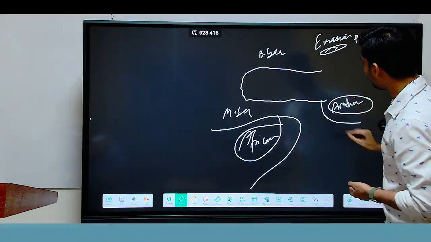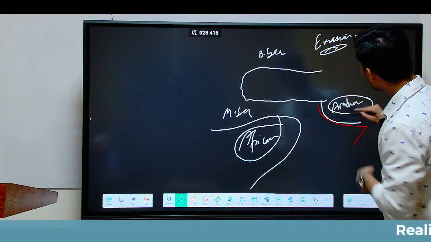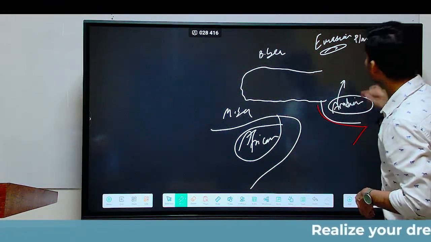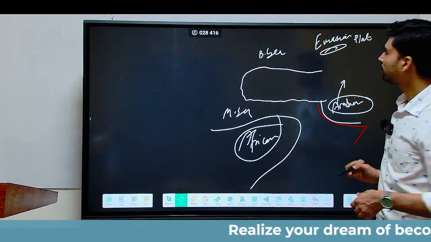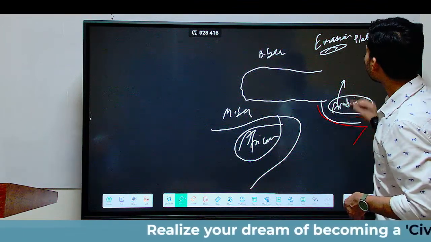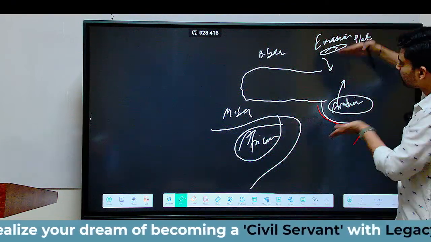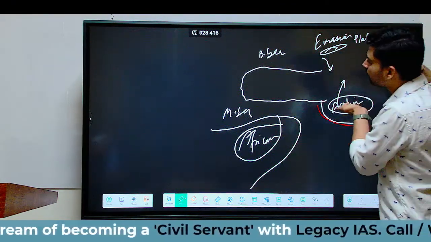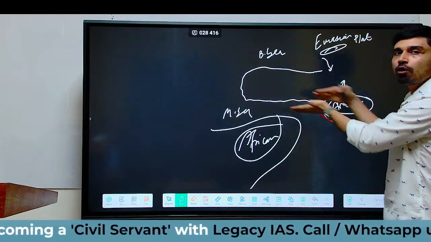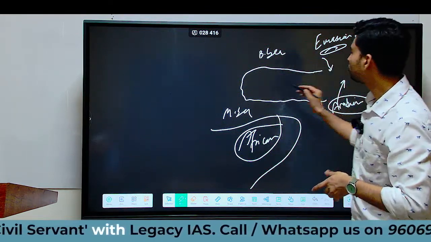If you talk about this, this is your Arabian plate. The Arabian plate is moving in the northward direction toward the Eurasian plate, and the Eurasian plate is also having relative motion like this. So basically, due to the movement of the Eurasian plate and the Arabian plate, it is causing the westward movement of the Turkey plate. The Turkey plate is actually called the Anatolian plate.